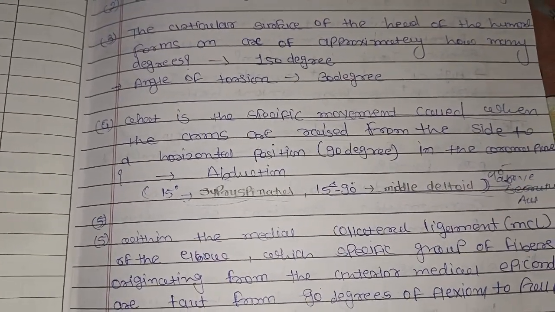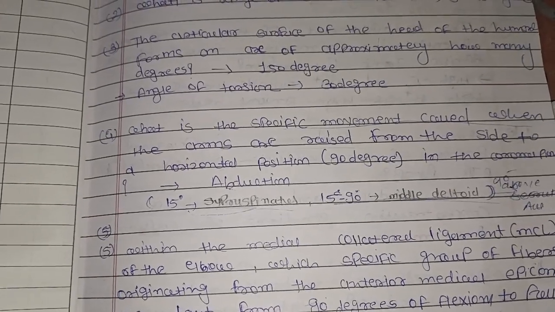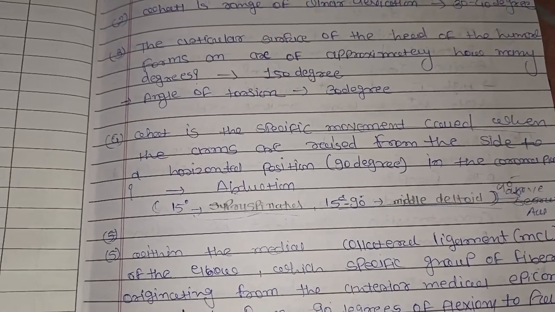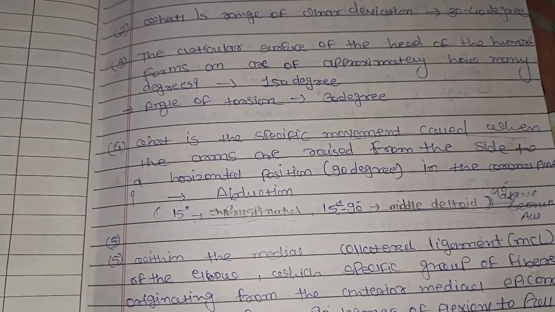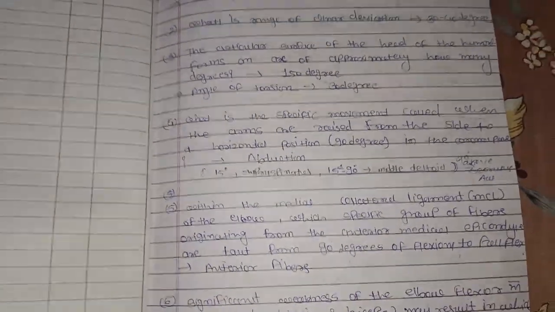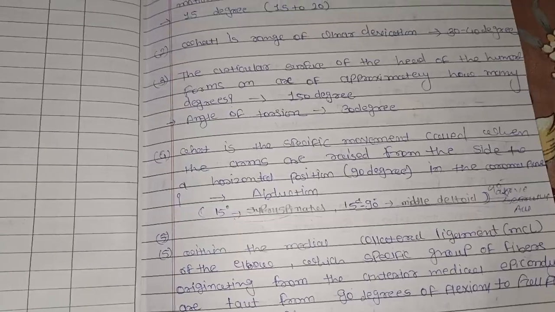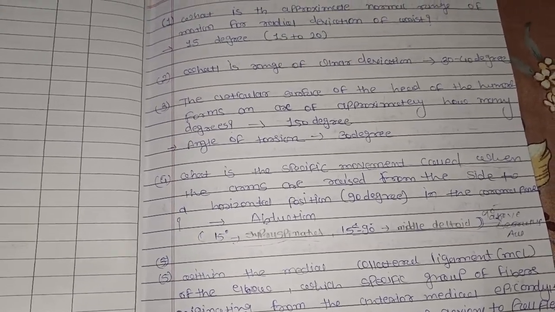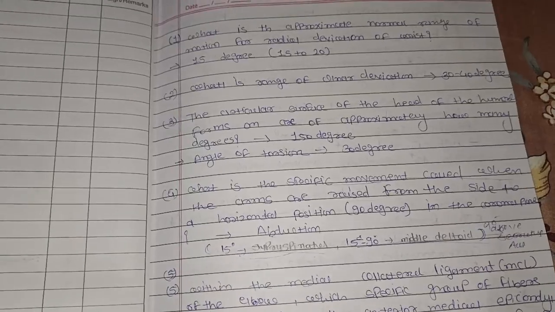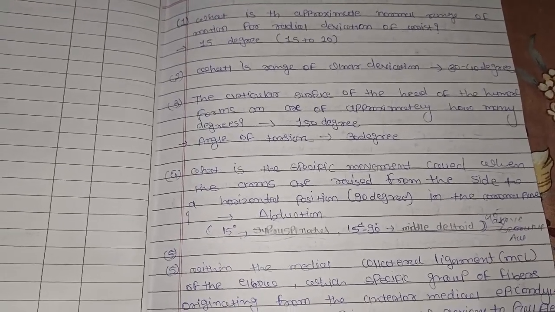What is the specific movement caused when the arm is raised from the side to the horizontal position? It means 90 degrees. It's abduction. You should know: 0 to 50 degrees abduction by the supraspinatus, 50 to 90 by the deltoid muscle, meaning the middle deltoid, and above 90 by the serratus anterior.